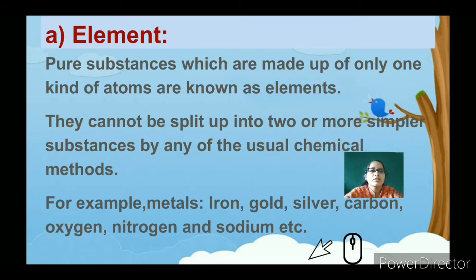Pure substances, when they are made up of one kind of atom, are known as elements. They cannot be further split or made into simpler substances, like iron. Iron is also known as ferrum, and Fe is the symbol. Gold is Au. Silver is Ag. Carbon is C, oxygen O2, nitrogen N2, sodium Na, etc.